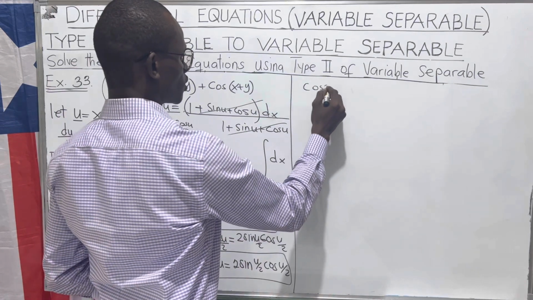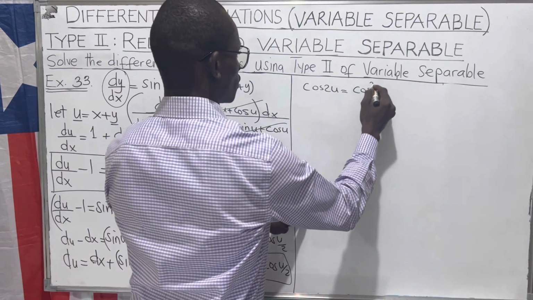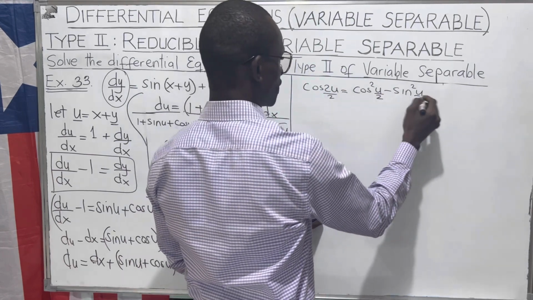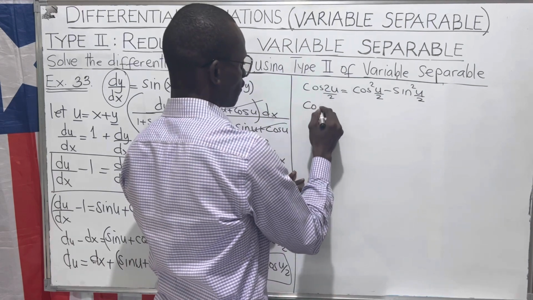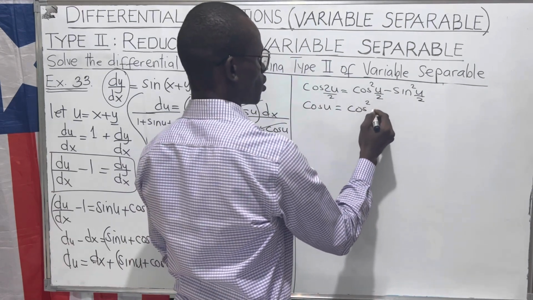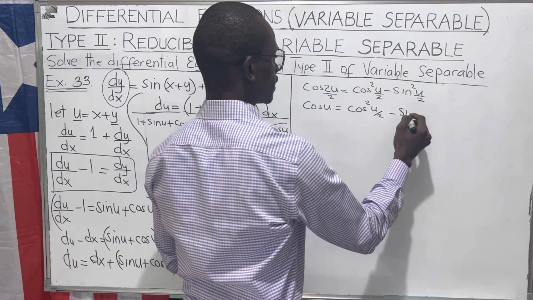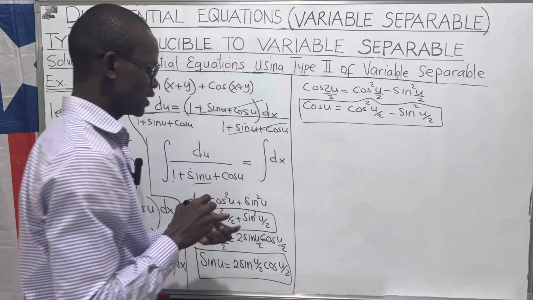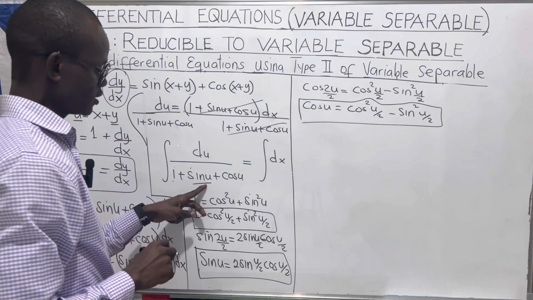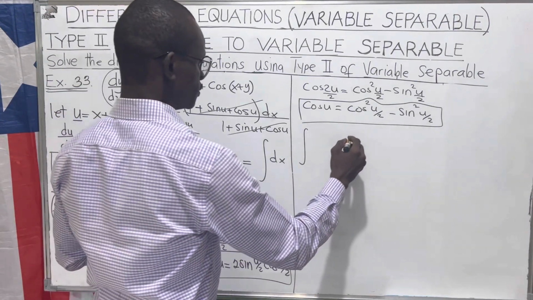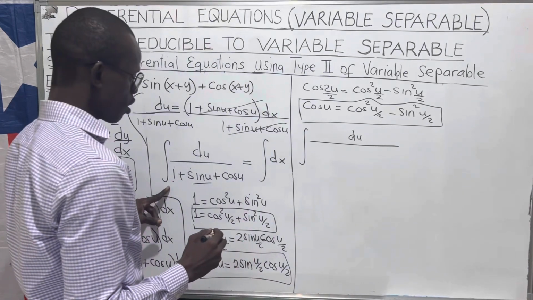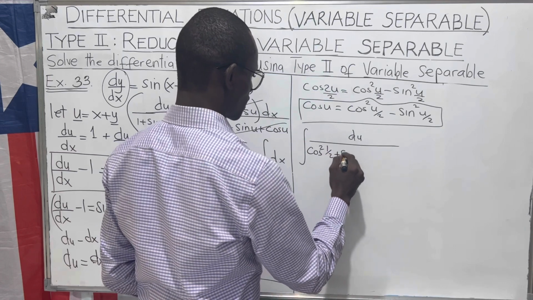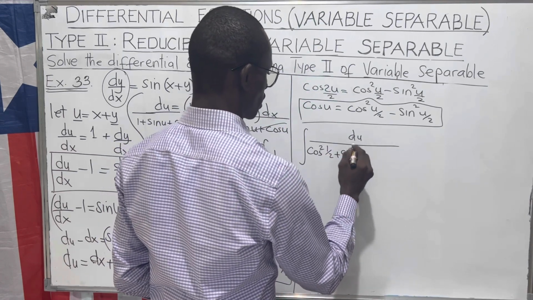Lastly, cos of 2u equals cos square u minus sine square u. If we divide all angles by 2, not the sides but all angles, we will have cos of u equals cos square u over 2 minus sine square u over 2. We want to use these three trigonometric identities in this integral. So we have the integral of du. The 1 is cos square u over 2 plus sine square u over 2.